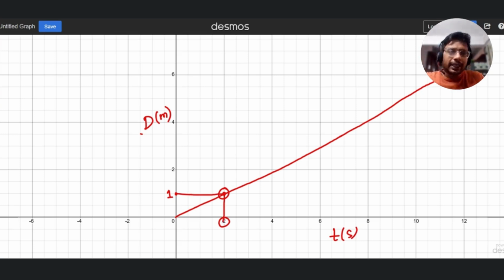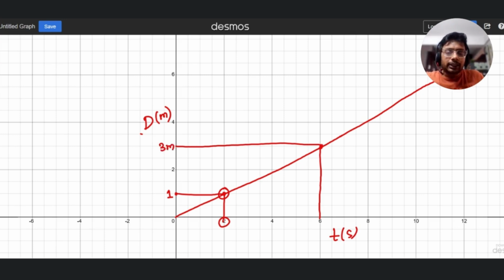So what is this line representing? It is representing motion of a vehicle which is moving in a straight line. And this line is telling you that at different points of time, what is the displacement? For example, if I ask you, when time is 6 seconds, what is displacement of the object? It's 3 meter, right?